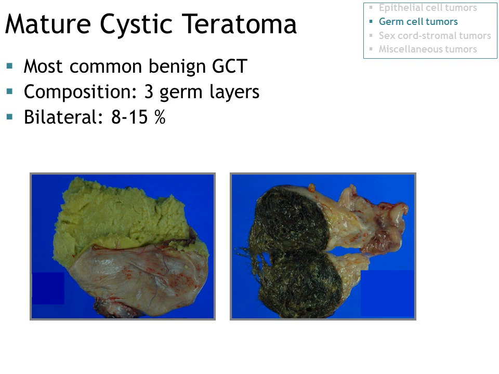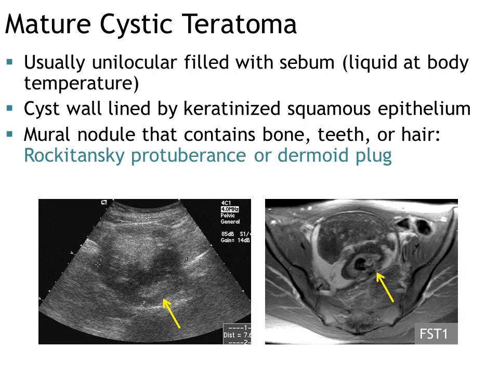Mature cystic teratoma is the most common germ cell tumor, composed of all three germ layers. Bilateral cases are quite common, between 8 to 15%. Mature cystic teratomas are usually unilocular cystic tumors filled with sebum, which is liquid at body temperature. Cyst wall is lined by keratinized squamous epithelium. Mural nodule that contains bone, teeth, or hair is called Rokitansky protuberance or dermoid plaque.